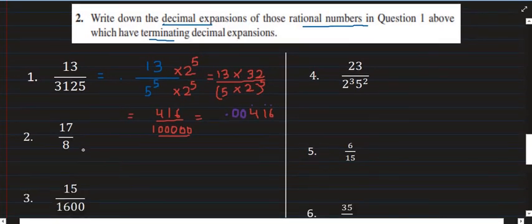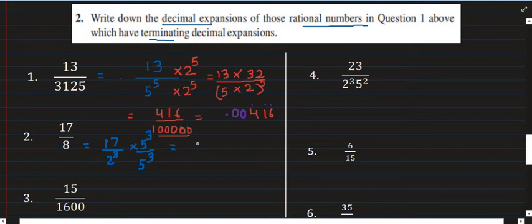Now for the second, the given number is 17 by 8. Here it's a small number, so either we can use long division or we can use the method that we have used in the first part. We will be using the same approach. So we'll write 17 by 2 raised to the power 3, and we'll multiply it with 5 raised to the power 3 by 5 raised to the power 3.